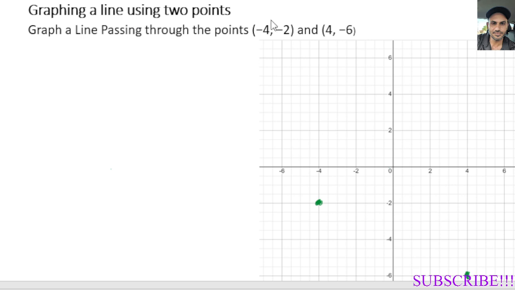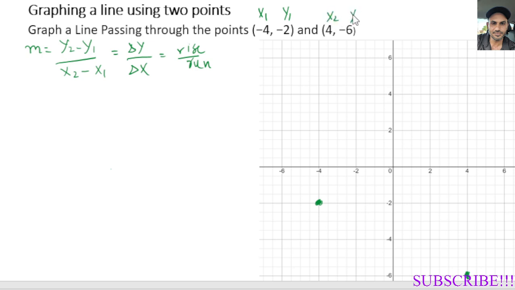So the first thing we're going to start with is finding the slope of this line. So we know that slope equals y2 minus y1 over x2 minus x1, which is change in y over change in x, rise over run. All right. So if we look at these 2 points, the smaller x value is -4, so it's going to be our first point, x1. This is the corresponding y value, y1. So this would be our x2, and this would be y2.